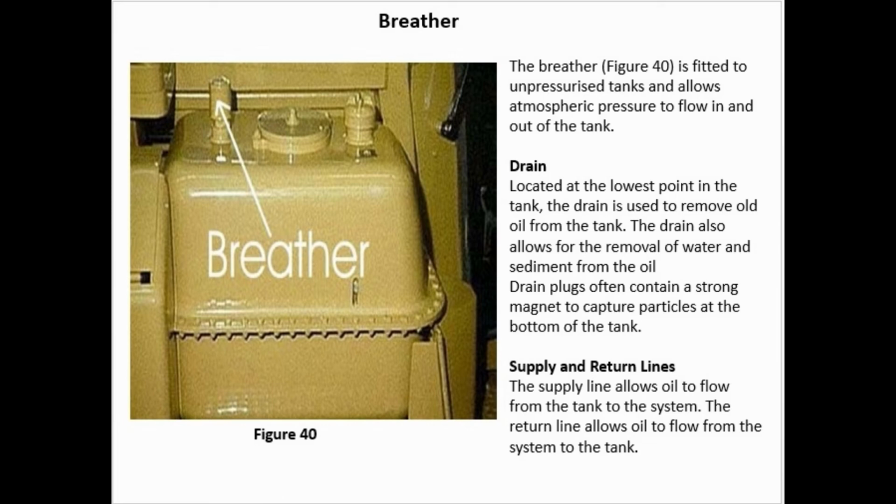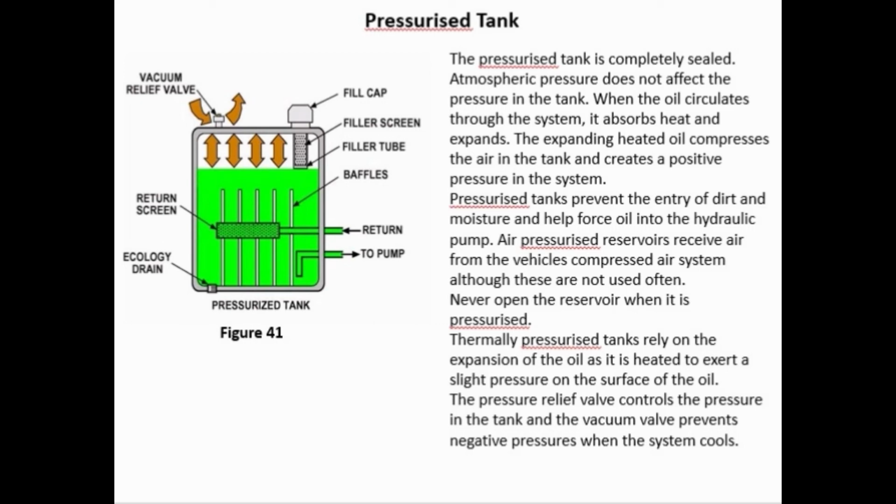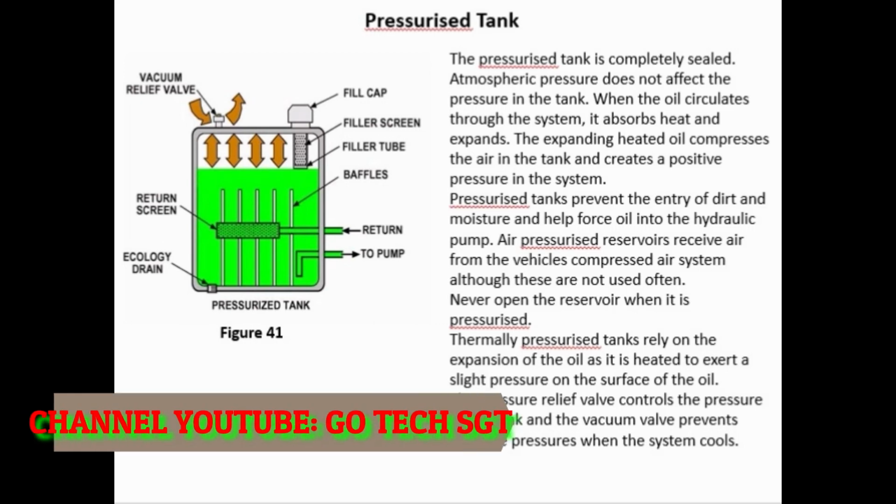Supply and return lines. The supply line allows oil to flow from the tank to the system. The return line allows oil to flow from the system to the tank. Pressurized tank. The pressurized tank is completely sealed. Atmospheric pressure does not affect the pressure in the tank.